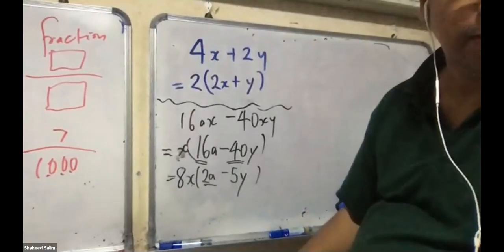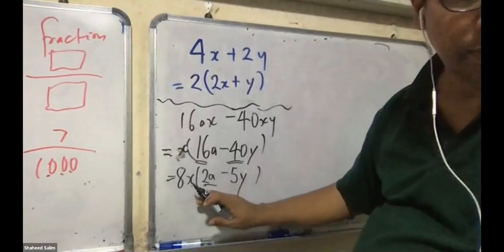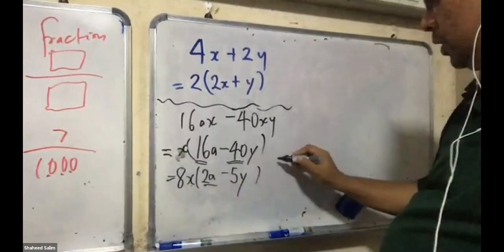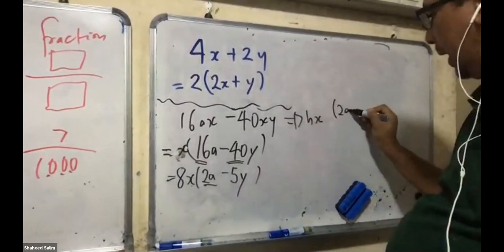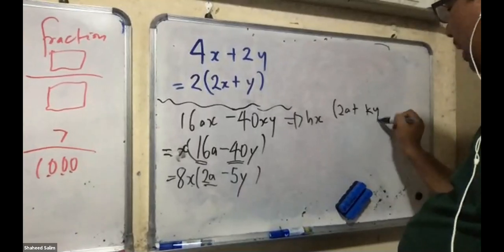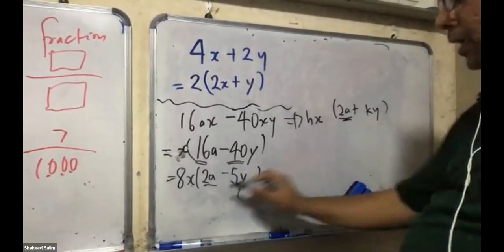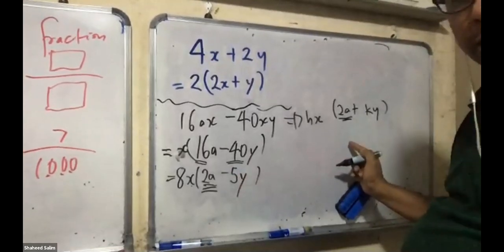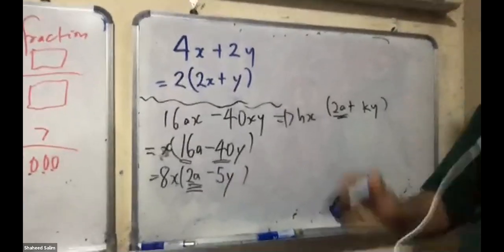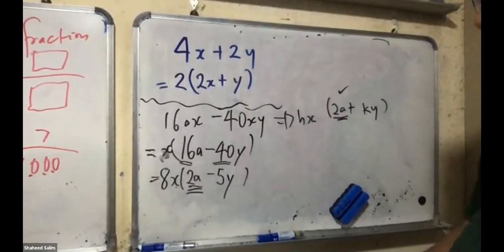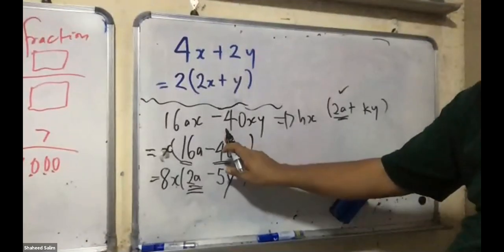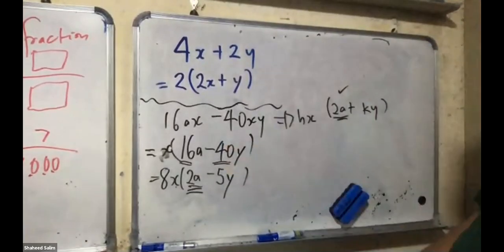5y. Now, look at the question. They say this expression can be written in the form hx bracket 2a plus ky. Let us compare. 2a, is 2a here, Emma? Can you see now? So we already got this. Now down here, is there a minus or plus? It's minus. Okay, just a moment. Minus. All right, no problem.